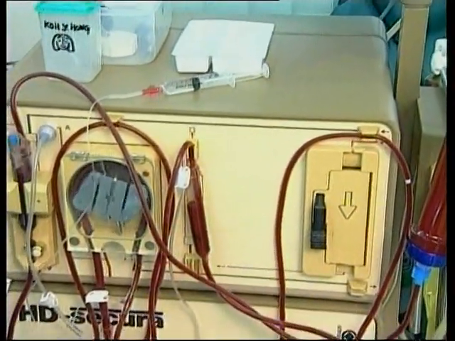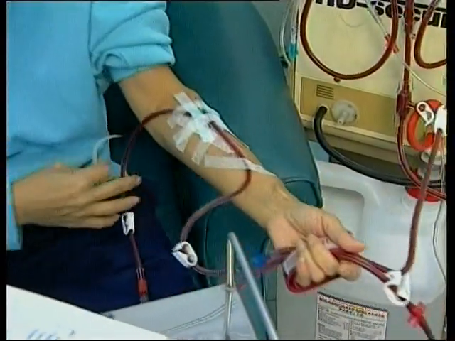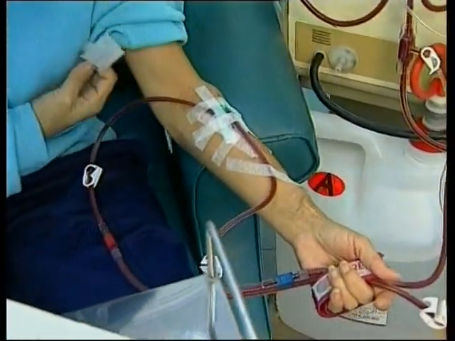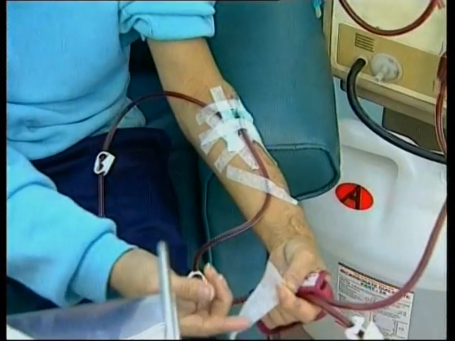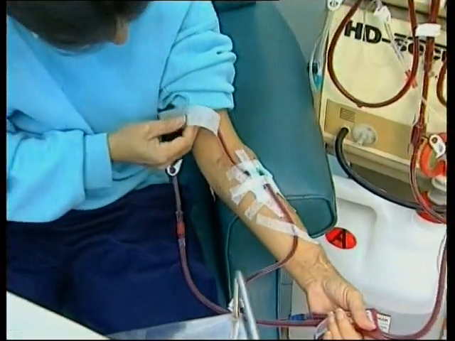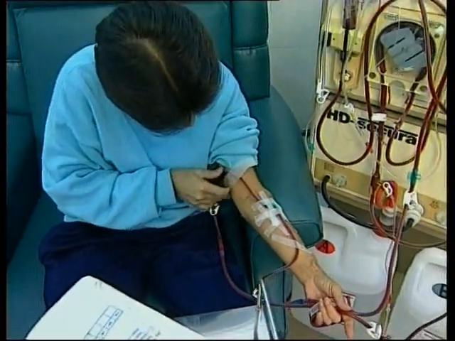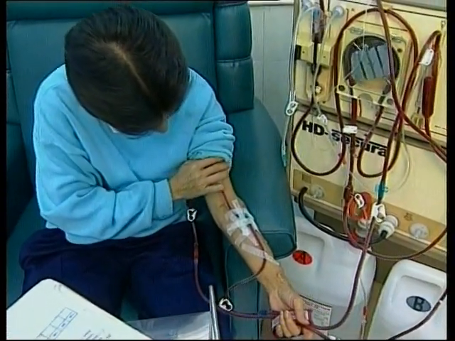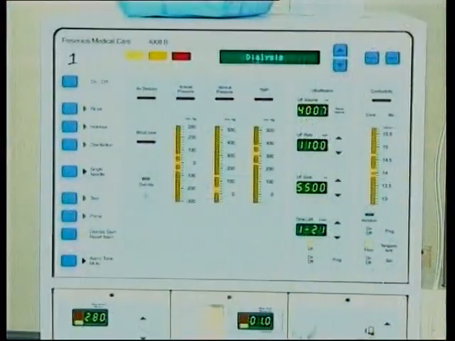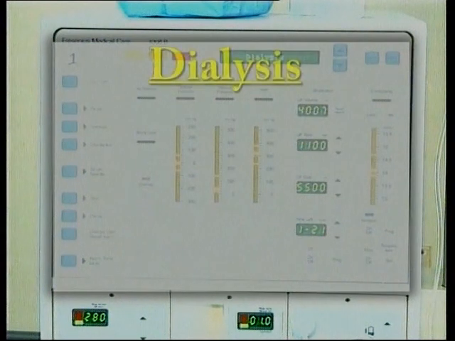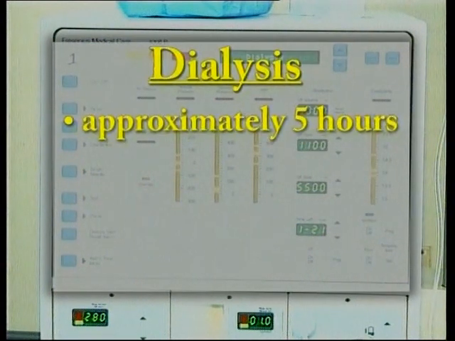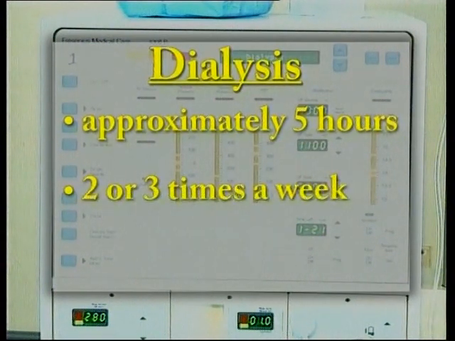The machine filters out the waste through an artificial membrane. A patient's blood needs to pass through the machine many times to make sure that all wastes are removed. As such, the person normally spends about 5 hours, 2 or 3 times a week on the dialysis machine. This is very taxing on the patient.